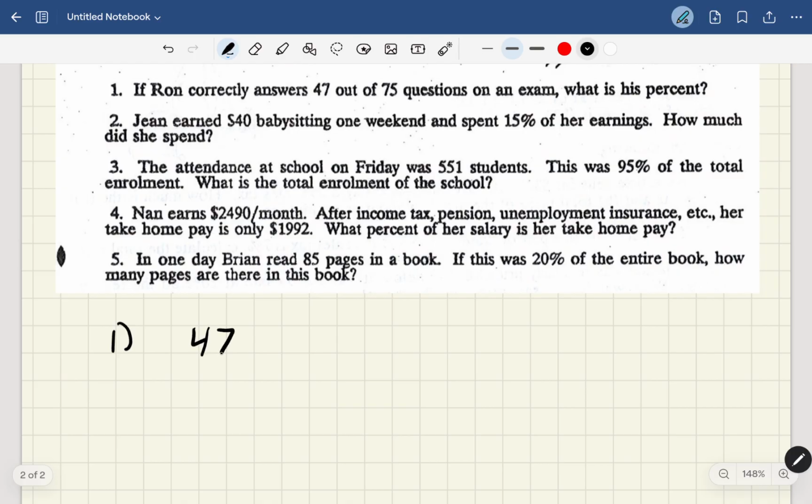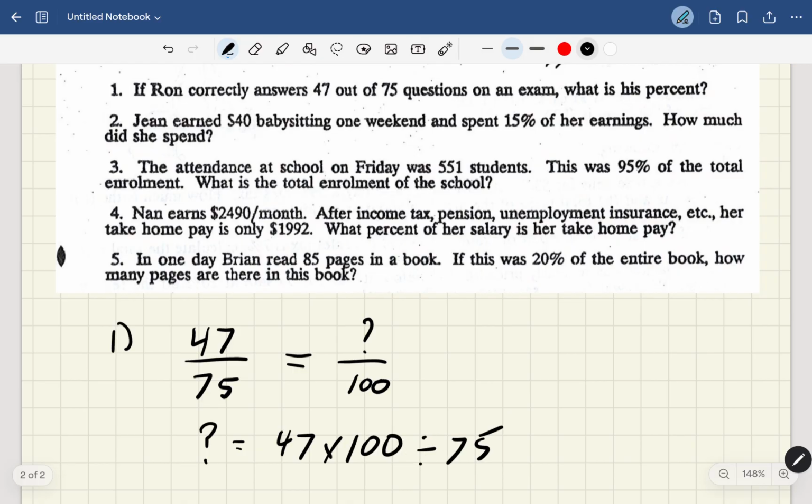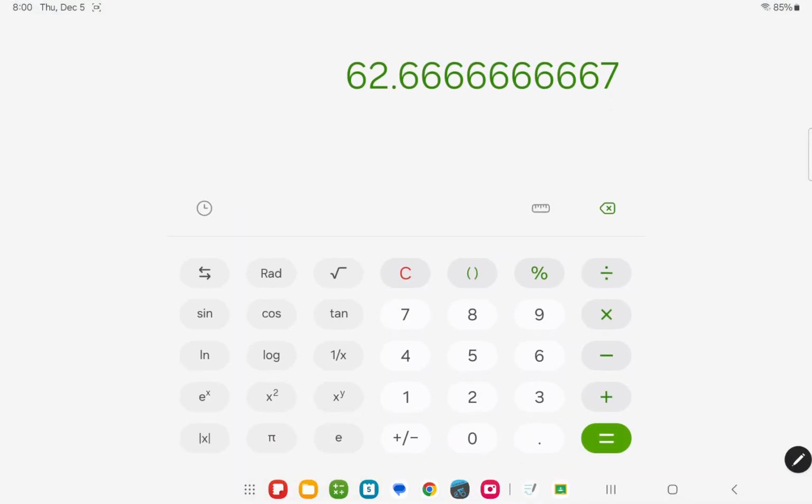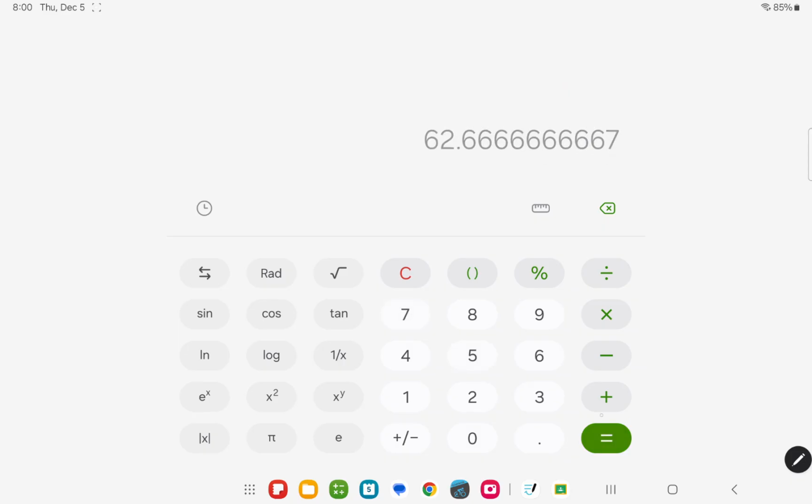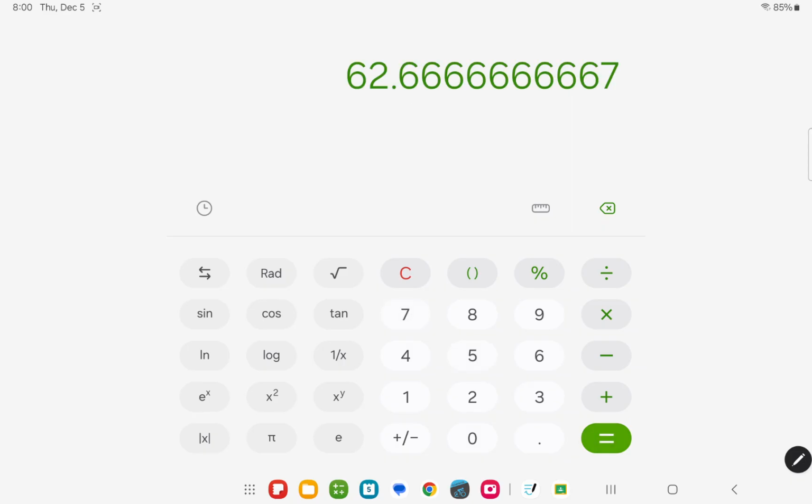So I write 47 out of 75. Now we want to know what that is on 100. What's his percent? So I just have to write over 100. And there we have a proportion. And how do we solve the proportion? We just cross multiply. So we multiply this times that divided by that. So let's do it: 47 times 100 divided by 75 equals 62.7. Let's round it off to 62.7.